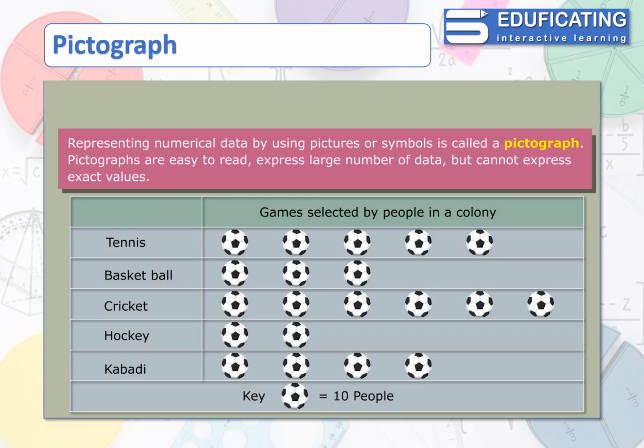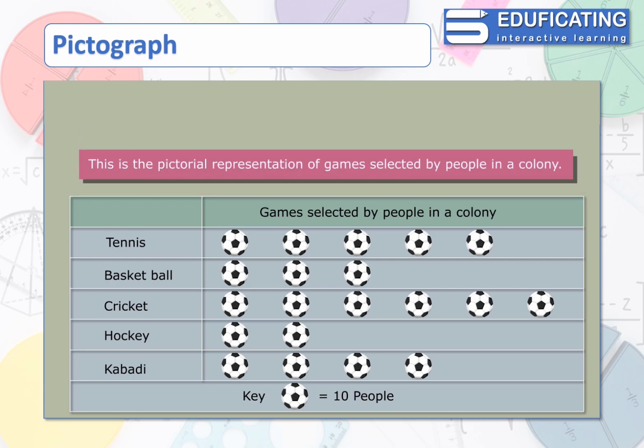Pictograph. Representing numerical data by using pictures or symbols is called a pictograph. Pictographs are easy to read, express large number of data, but cannot express exact values. This is the pictorial representation of games selected by people in a colony.